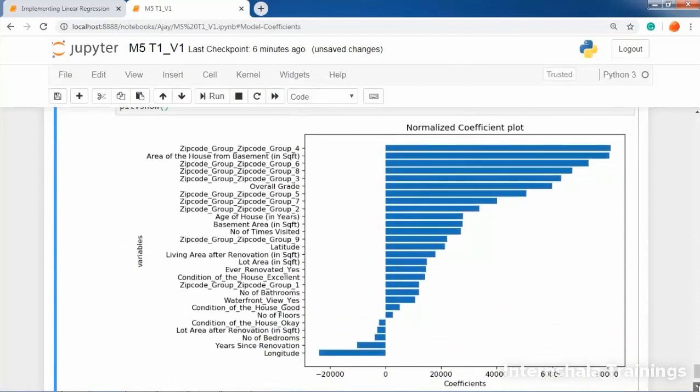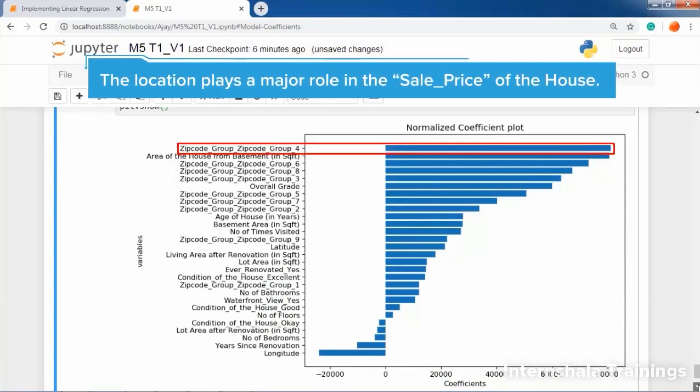In this plot, we can clearly see all the coefficients arranged in descending order, which makes it very convenient for us to examine them. There are a lot of inferences that we can draw from this plot. Let's move from top to bottom. We can clearly see that the zip code groups have come out to be the most significant in this model. Interestingly, it is very much aligned to the natural intuition that location plays a major role in the sale price of the house.